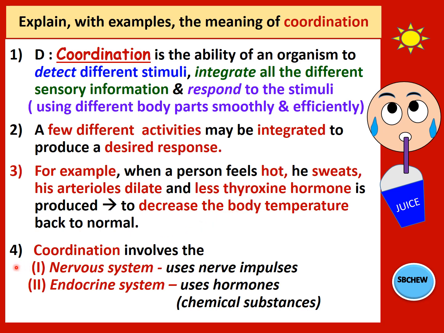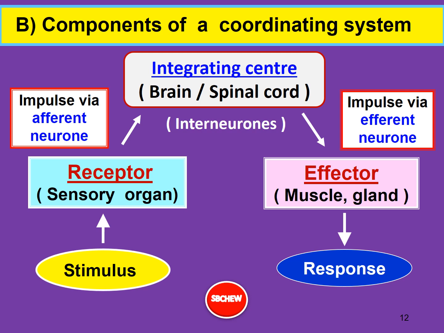Okay, now number 4, coordination is the work or the job of which system? Nervous system, that uses nerve impulses as the way of sending information to the brain. And the endocrine system uses hormones as their chemical messengers. So we'll talk about the endocrine system later. We'll start off with the nervous system. Now that we have discussed the important terms, let us go on to B, components of a coordinating system.